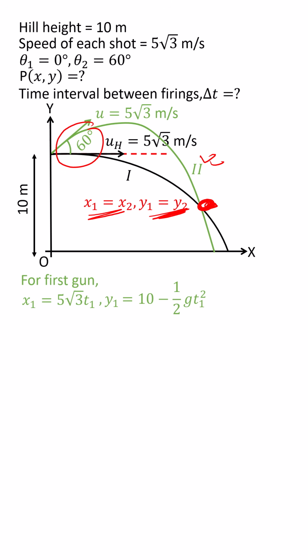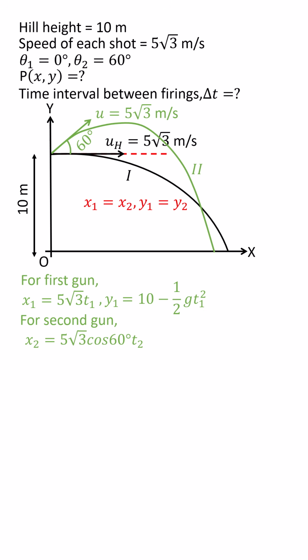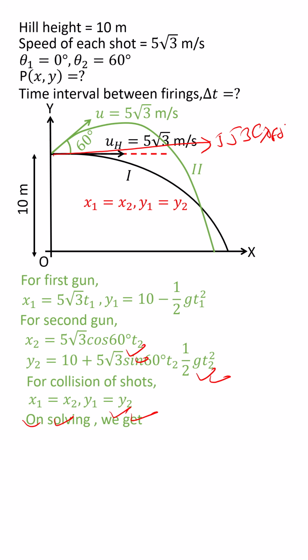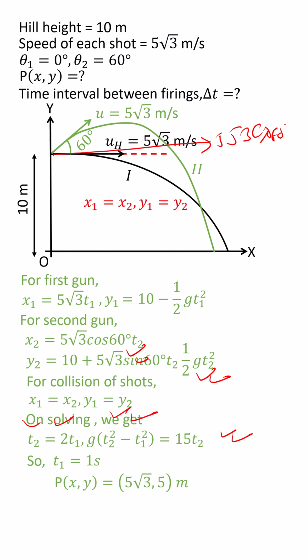For first gun, x1 is equal to horizontal velocity into time and y1 equals to 10 minus half g t1 square. For second gun, x2 equals to the horizontal velocity. The horizontal velocity for second gun is 5 root 3 cos 60 degree t2 and y2 equals to this much. Okay, for collision, x1 equals to x2 and y1 equals to y2. On solving, we get t2 equals to this much, t1 equals to 1 second. Now substituting values, we get this coordinate for x, y is 5 root 3, 5.